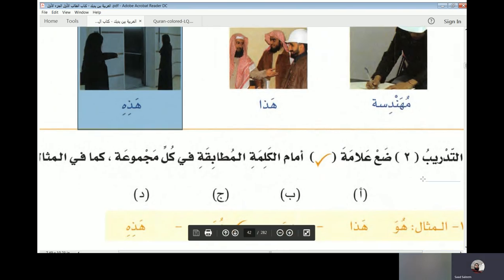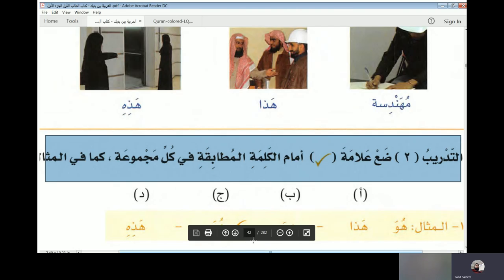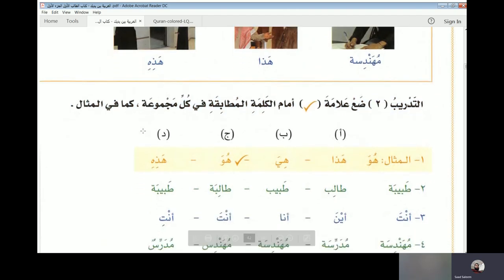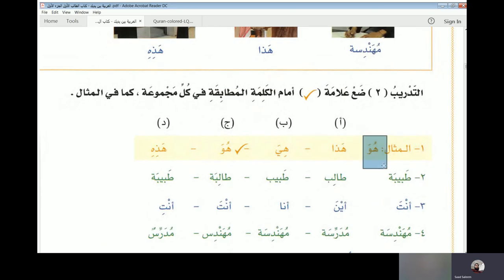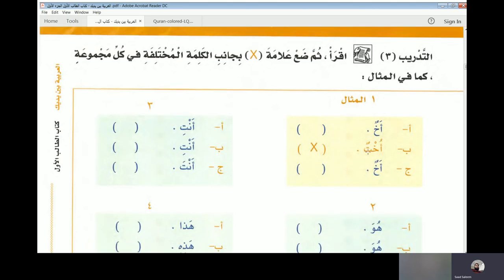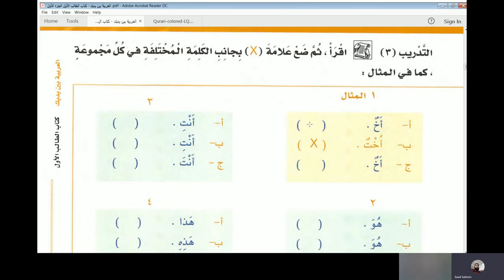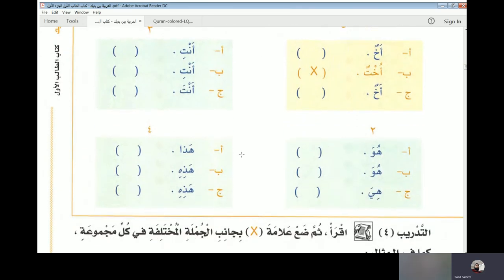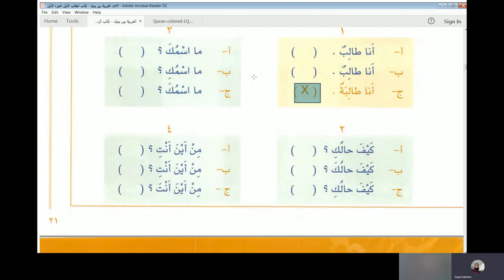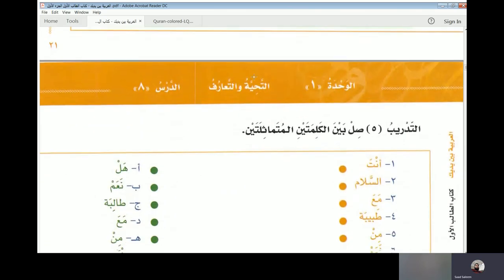Then we have the second exercise. This is a useless question, because in this we just take the similar word. Not necessary. In this question, you will just cross the different word. You can cross these and send me, I will check. This is your homework. Then in this question, you will put a cross symbol in front of the different sentence. So do it and this is your homework.